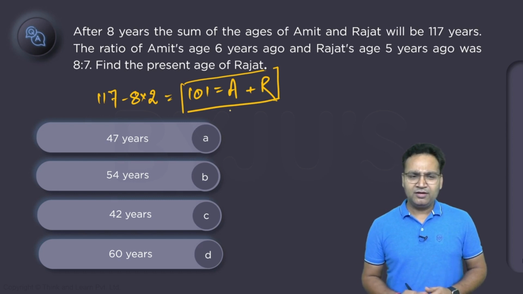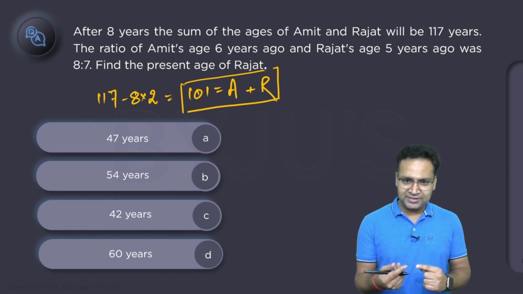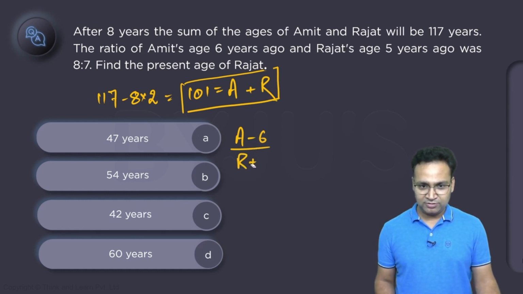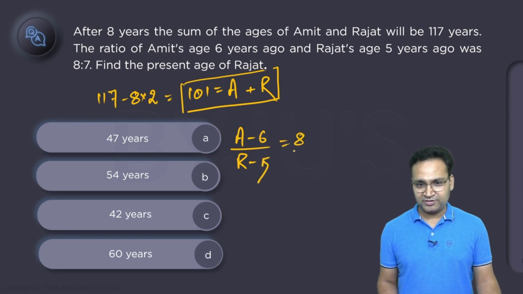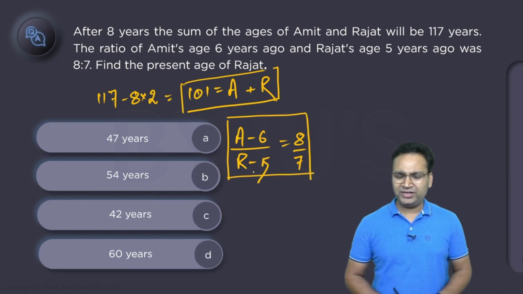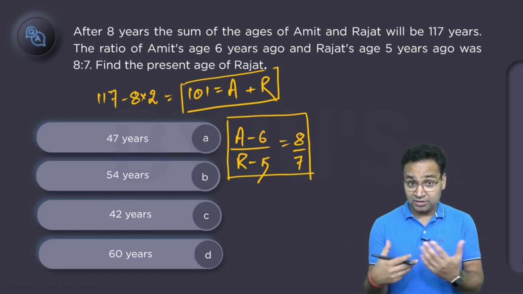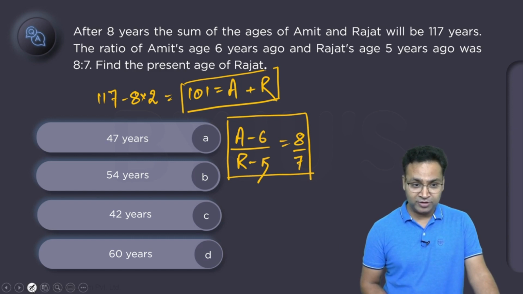The ratio of Amit 6 years ago and Rajat 5 years ago is 8:7. Obviously, I can solve these two equations and get the value. But don't you think it's time consuming? Let me check whether the option elimination thing works here or not.